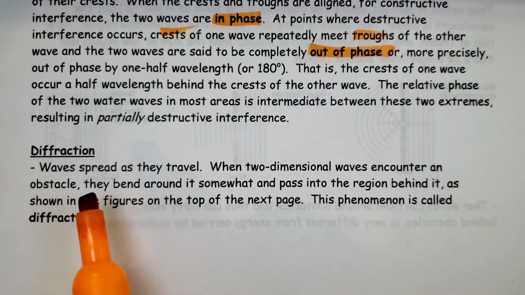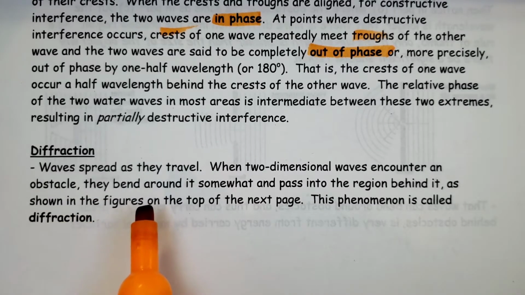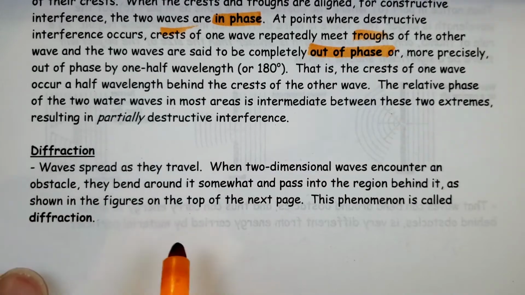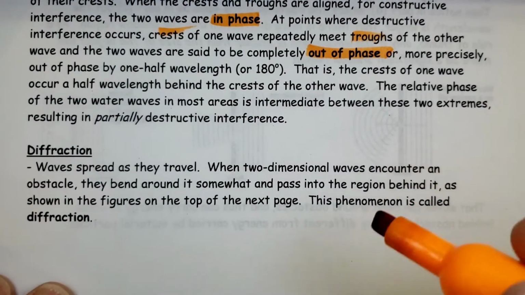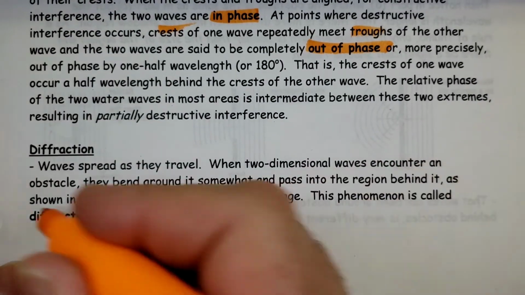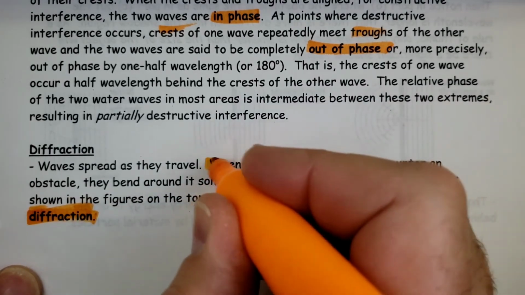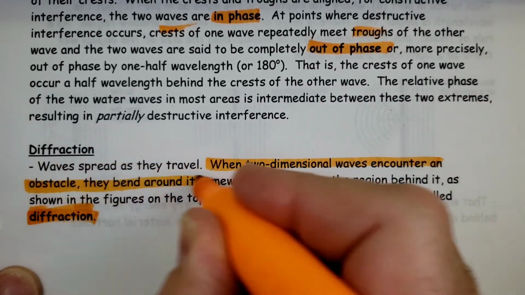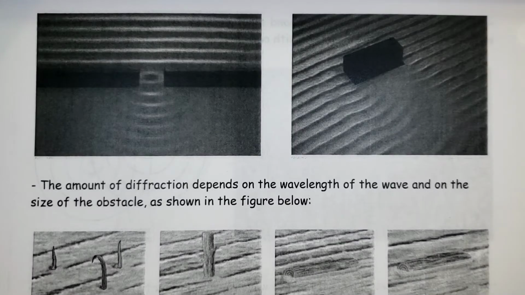So looking at diffraction, waves spread as they travel. When two-dimensional waves encounter an obstacle, they bend around it and pass into the region behind it, as shown in the figure on the top of the page. This is called diffraction. So diffraction, we'll highlight that. Bending around a corner, if you will. That's what we're looking at.